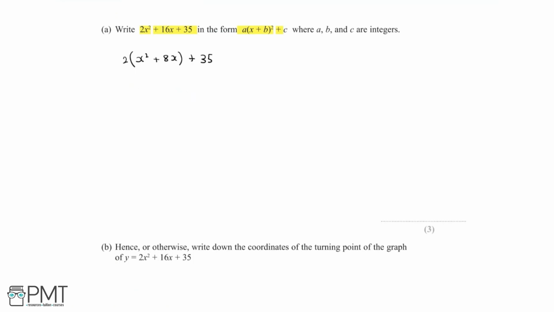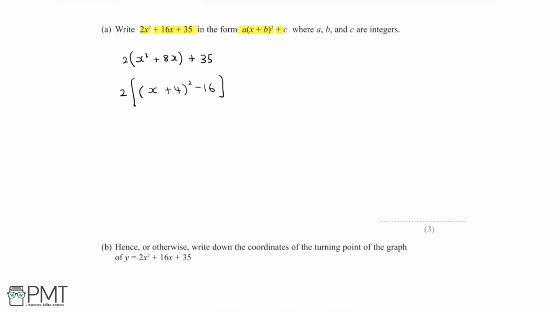But now we want to get rid of the x squared, because we're asked to write this down in the form a multiplied by x plus b all squared plus c. So let's see how we can approach doing this. We'll keep the 2, and then x squared plus 8x can be written in a different way. Instead, to complete the square, where we have x squared plus 8x, we can write this in the form x plus 4 all squared minus 16.